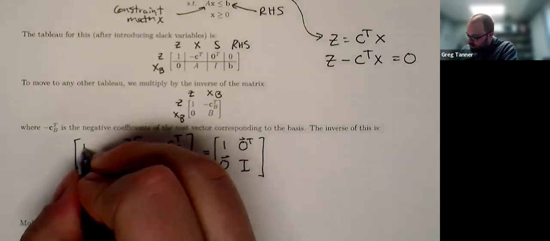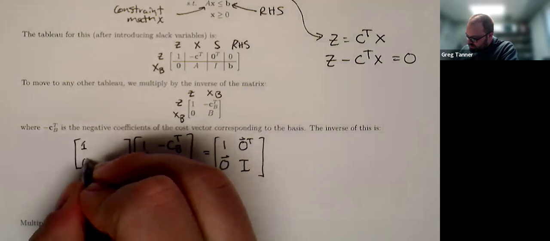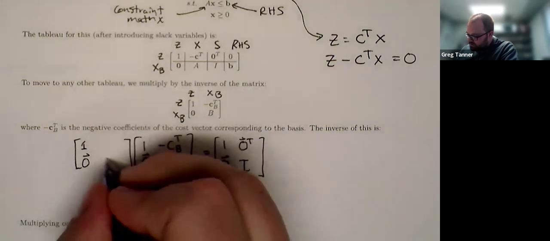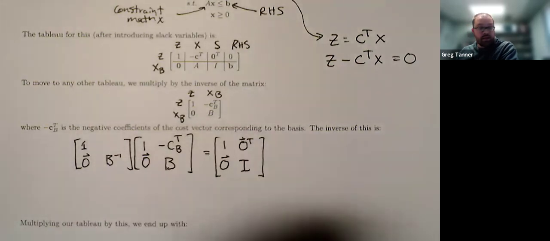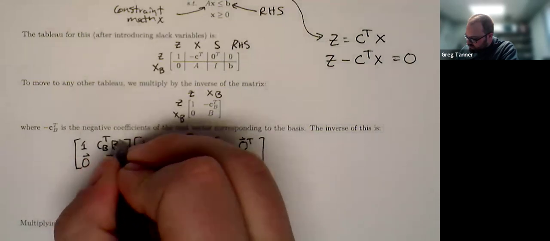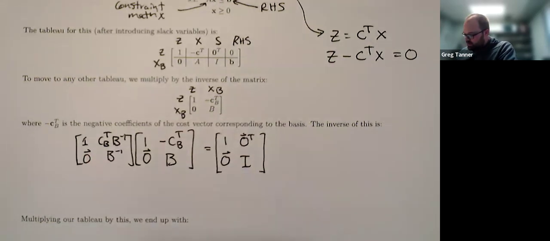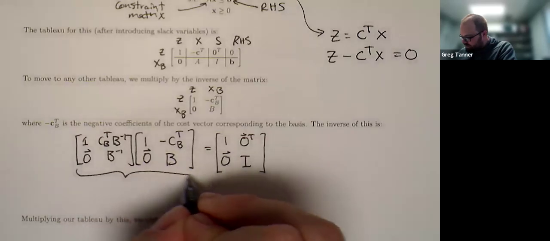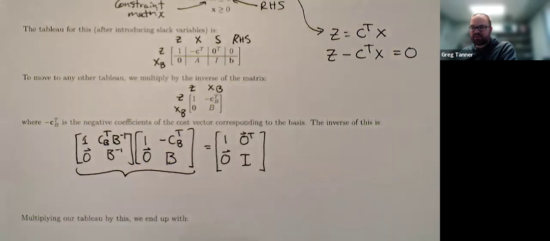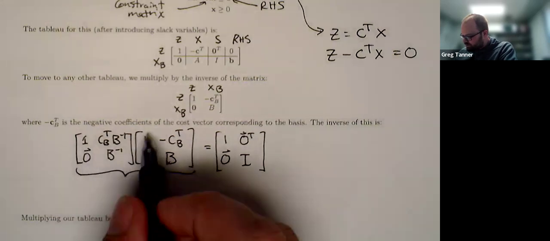We're going to need a 1 here, a 0 here. To get rid of B, we're going to need a B inverse here. And then the tricky part here is that we multiply by CB transpose B inverse. Okay, let's verify that when we multiply these together, it gives us this. So when multiplying block matrices, as long as the blocks are consistent with each other, it's just like multiplying matrices. So I'll multiply first row by first column.